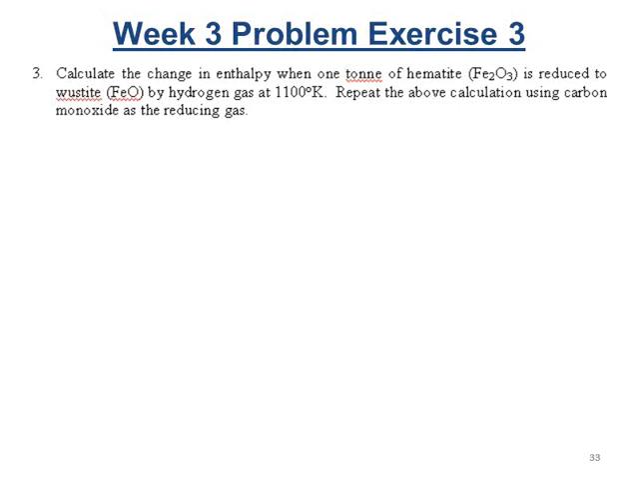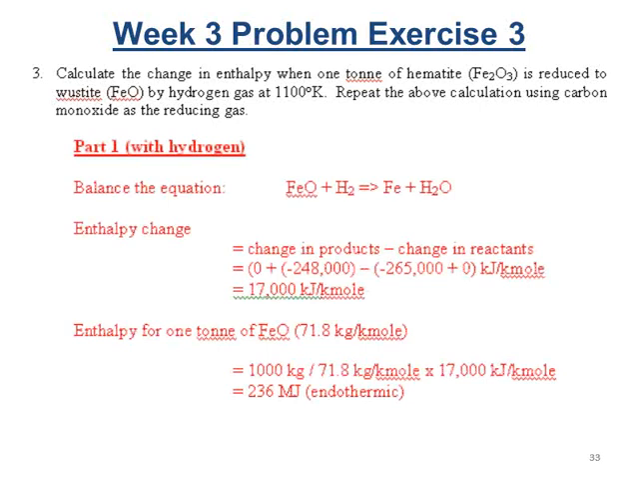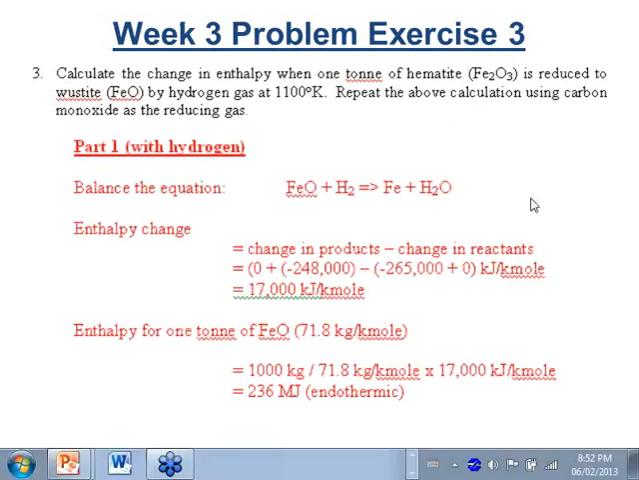Calculate the change in enthalpy when 1 ton of hematite, Fe2O3, is reduced to wustite, FeO, by hydrogen gas at 1100 degrees Kelvin. Repeat the above calculation using carbon monoxide as a reducing gas. So in part 1 of the question, we're now talking about chemical heat in form of a reaction where with hydrogen, FeO plus H2 goes to Fe plus H2O.